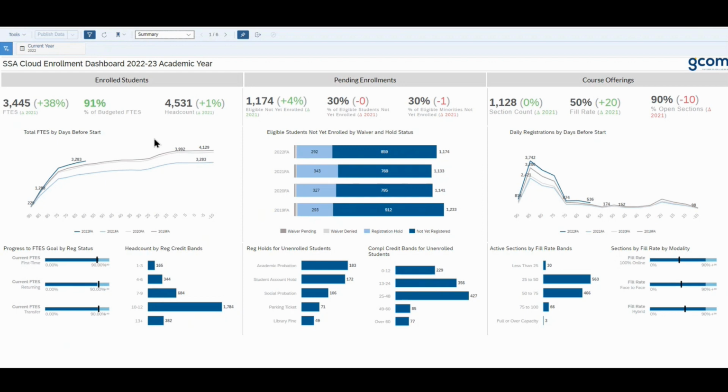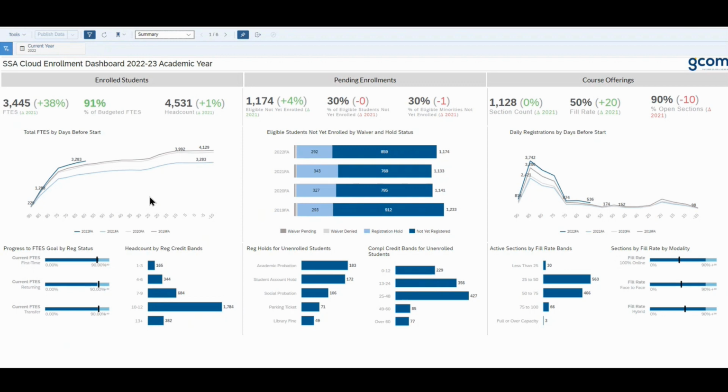The metrics in the enrolled students section use both headcount and full-time equivalent student enrollment to allow staff to monitor progress toward budgeted enrollment goals. The daily trend of full-time equivalent student enrollment leading up to the start of the term can help staff identify enrollment growth or decline early in the registration cycle when they have the time to take action to address demand.